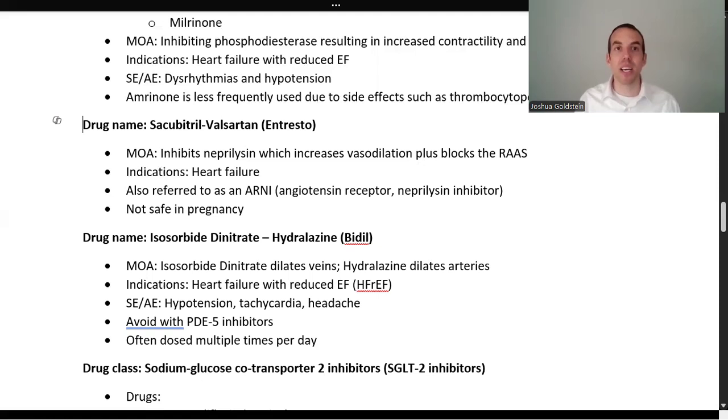Please, on your test, recognize that valsartan's an ARB, because if a patient's on Entresto and the doctor wants to prescribe them losartan, absolutely not. That's two drugs in the same class. But sacubitril and valsartan's an ARB. We discussed that. What is sacubitril?